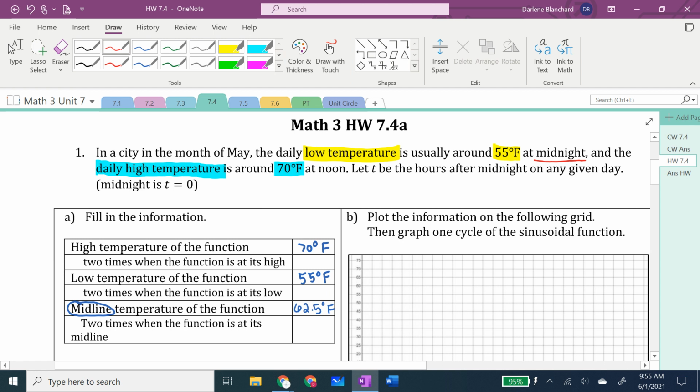Midnight is when we're at a low temperature. If we let midnight be time 0, then one of the times I'm at the low temperature is time 0. The daily high temperature occurs at noon, so it's simplifying the temperature, making this a little bit easier to work with. And so if that's my high temperature time, then that's 12 hours after midnight.